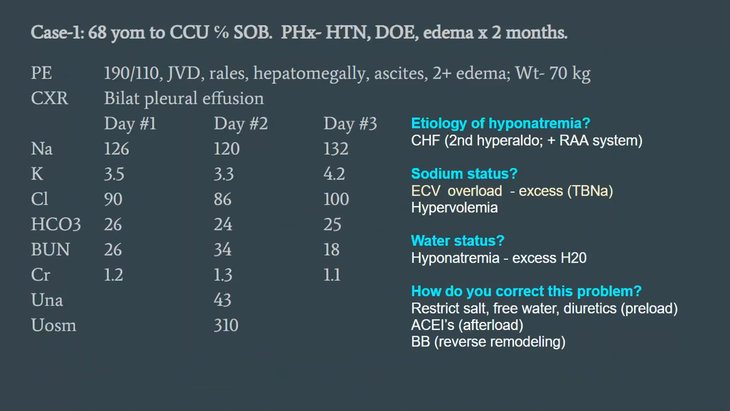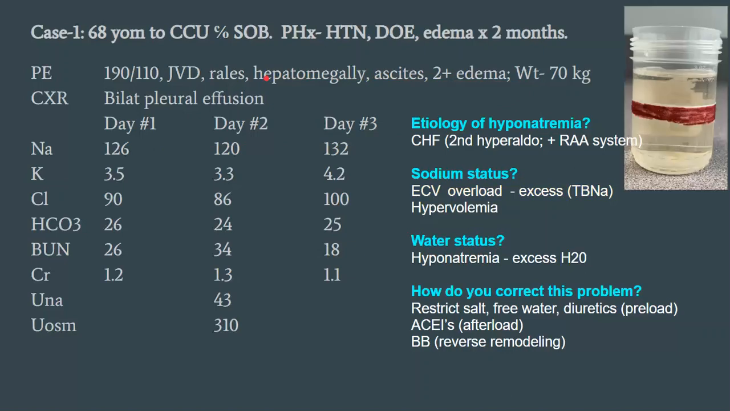This 68-year-old person who comes in short of breath, hypertensive, dyspnea on exertion, edema times 2 months, blood pressure up, hepatomegaly, ascites, edema, pleural effusions, but is hyponatremic. So this is the case of hypervolemic hyponatremic. This is our mental picture. They're volume overloaded, but they're hyponatremic.